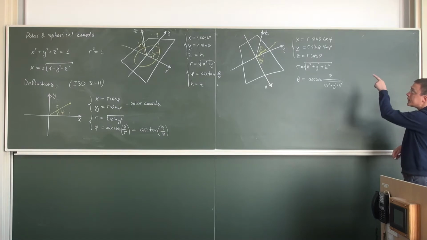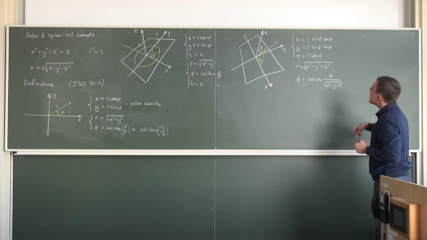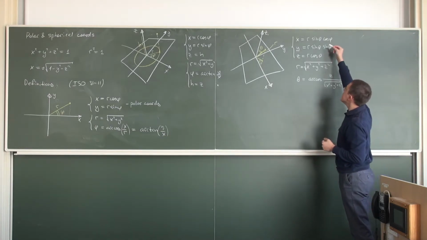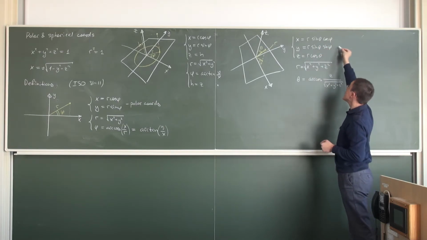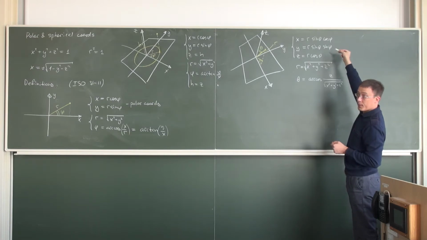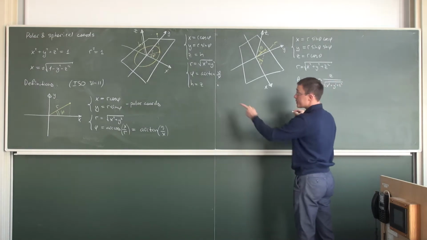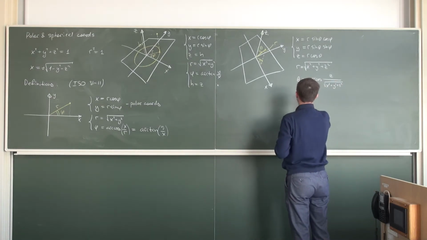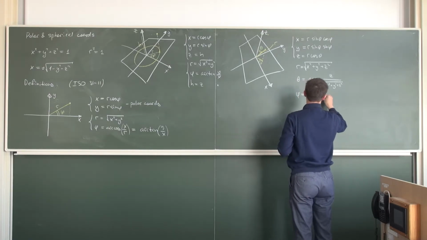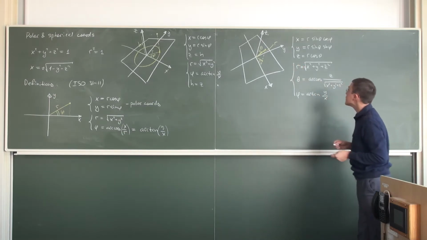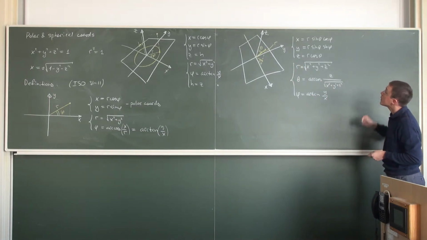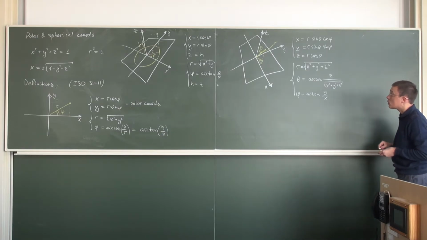Now for the phi, imagine we take this and divide it by that. Then r sine theta would cancel and we would have a tangent here. And so we can use the arctangent. So we have phi will be arctan y over x. And those are the reverse relations for the spherical coordinates.